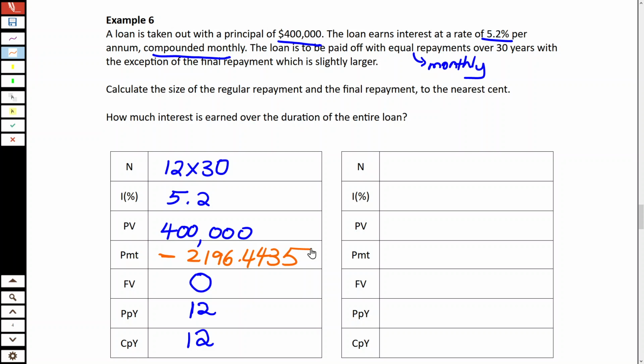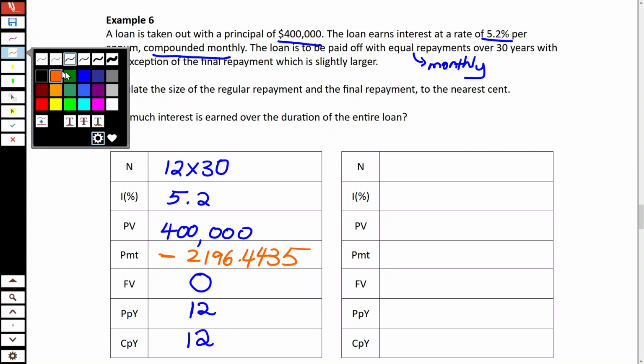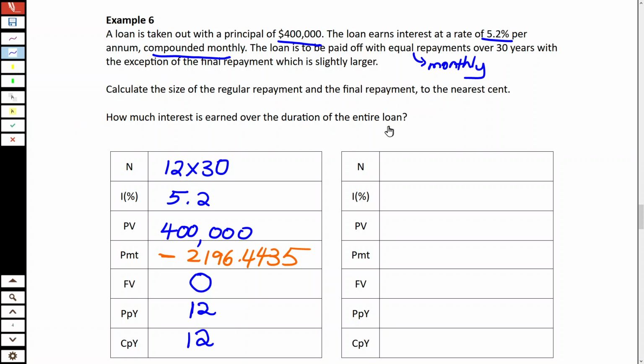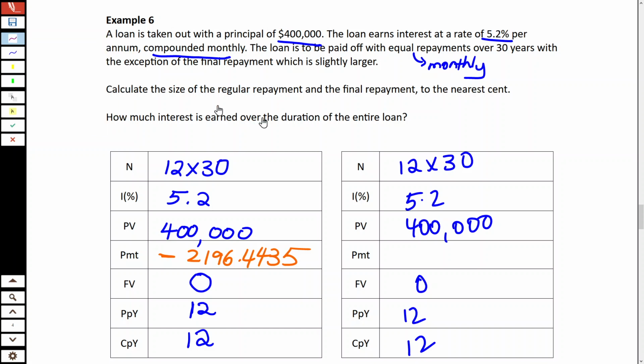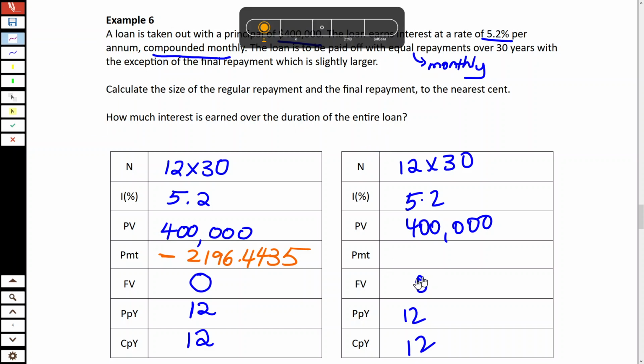So what I'm going to do is redo the calculation, but I'm going to round that payment to the nearest cent. So again, N, I, PV, FV, CPY, and PPY will be the same. But this time, I'm going to round payment to the nearest cent. Sorry, final value is not 0.